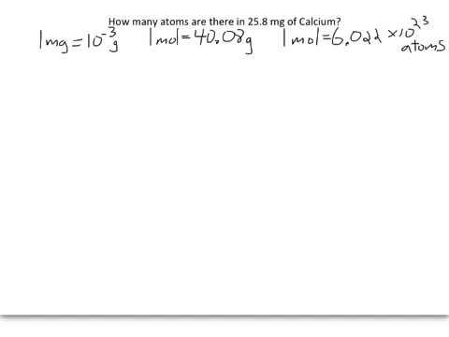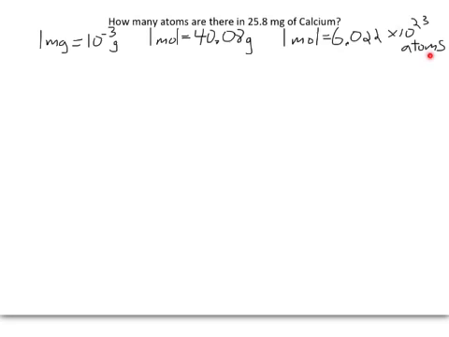All right, in this problem, we want to know how many atoms there are in 25.8 milligrams of calcium. Now in this problem, we've added the additional wrinkle that I haven't given you the mass in grams, I've given you the mass in milligrams. So in addition to the other conversions that we've been doing so far, I need to get my milligrams into grams. So we'll need to do this in 3 steps. So I'll need to convert from milligrams to grams. I'll then use the molar mass to go from grams to moles. And then finally, I'll use Avogadro's number to get from moles into atoms.